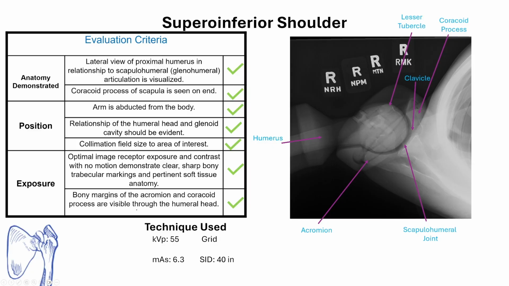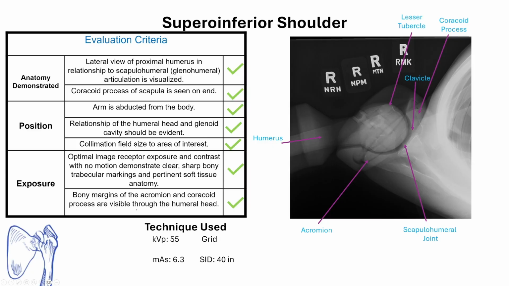We also are required to have the coracoid process of the scapula seen on the end. Both of these anatomy requirements are met on our image. I'm going to go over here on the right. You can see on the most lateral aspect of the image, we do have the humerus.